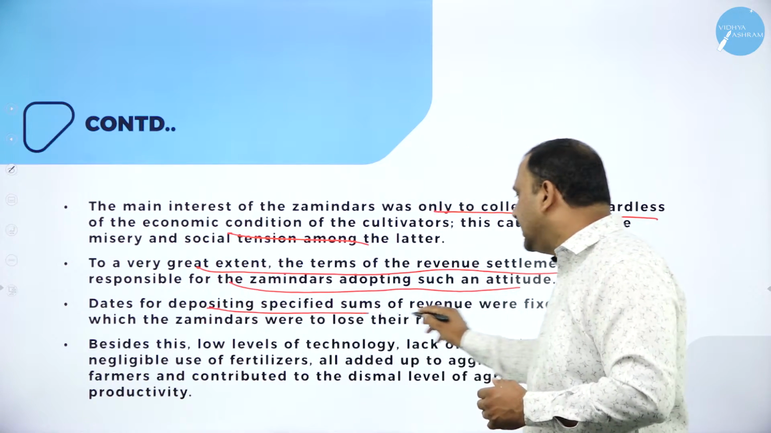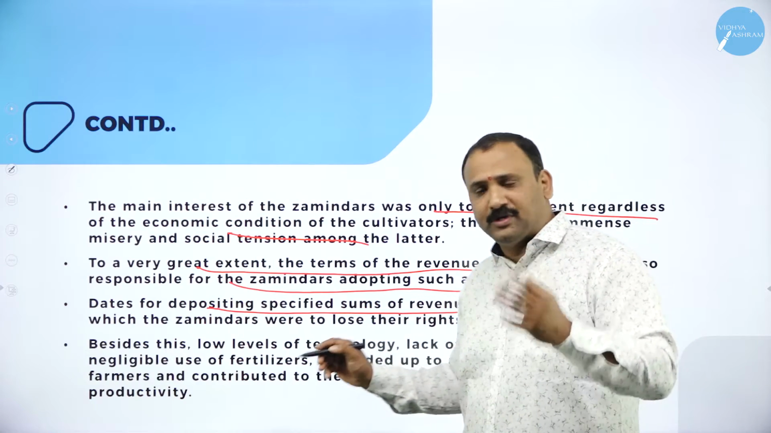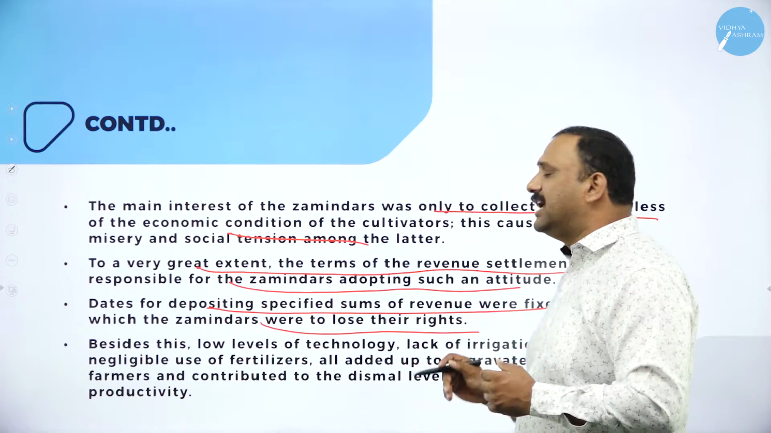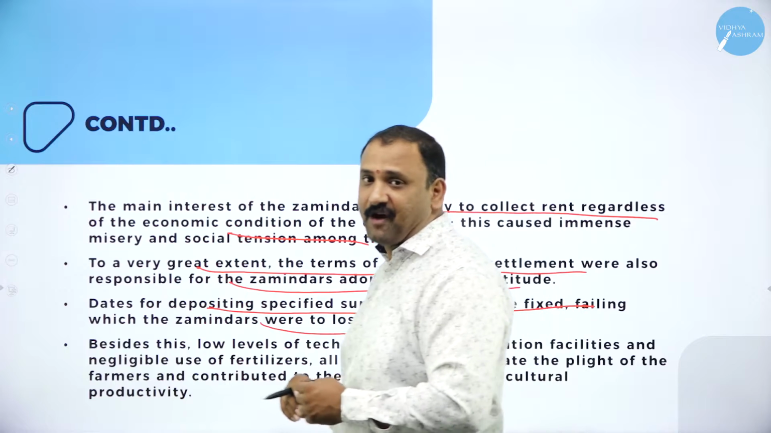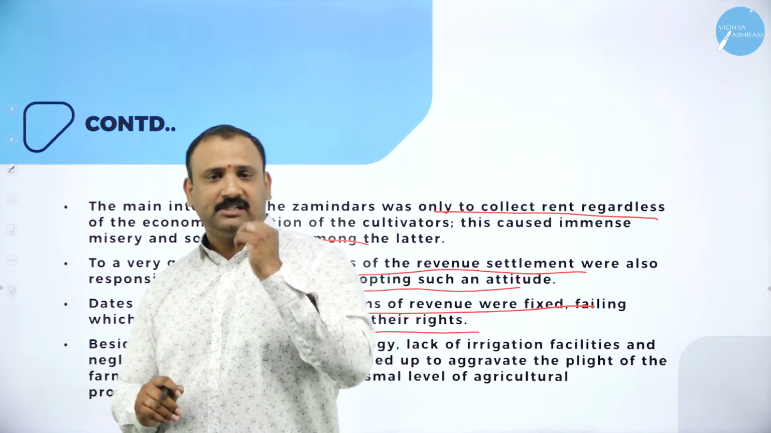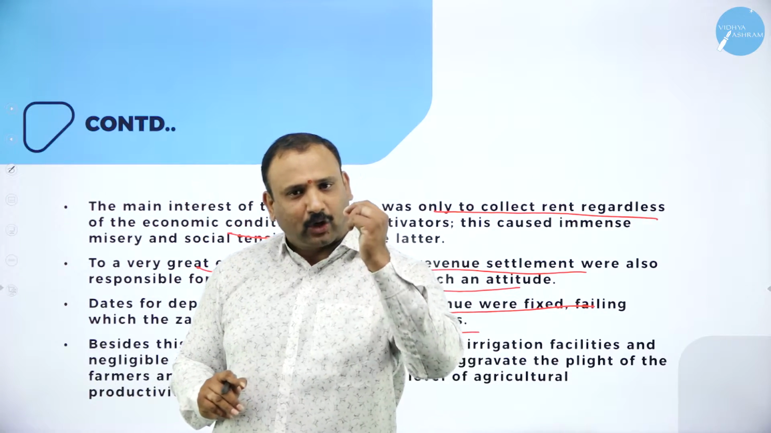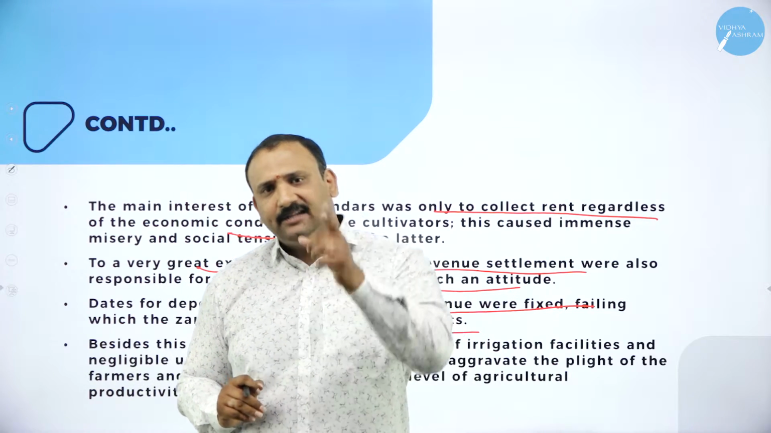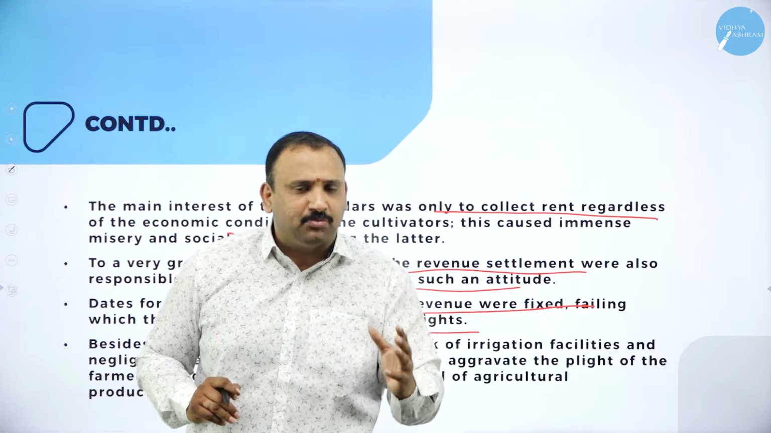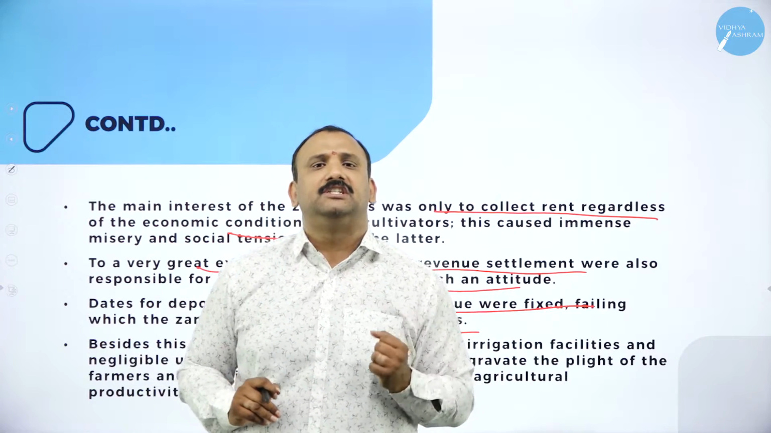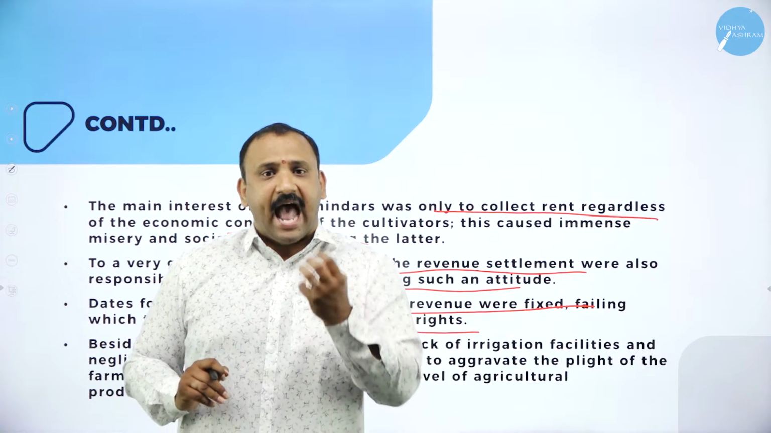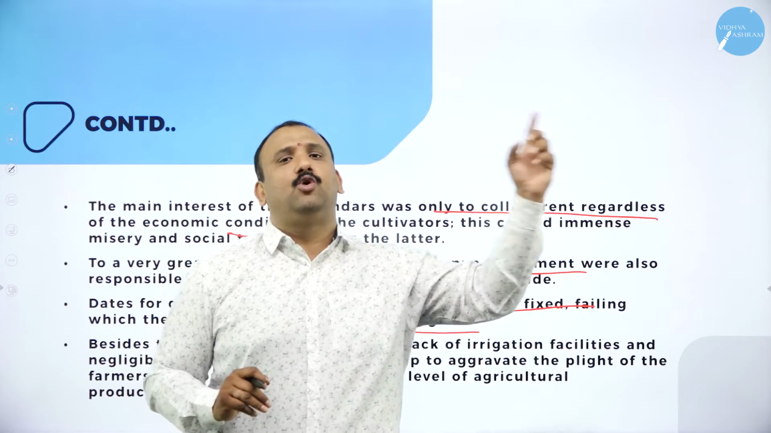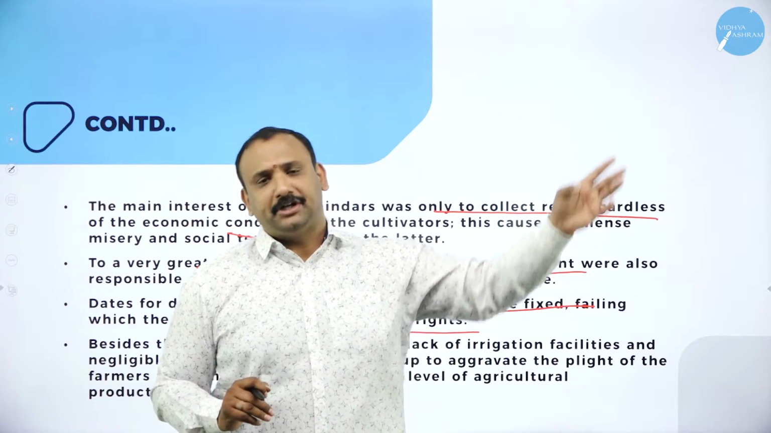Dates of depositing were specified and fixed, failing which the Zamindars were to lose their rights. Now this is another interesting factor. Until now, it was the Zamindar who was catching the collar of the farmer and collecting the money. The zamindar had the right to take as much money as possible based on a certain system of calculation of tax, and take that money and go and deposit it with the Britishers.